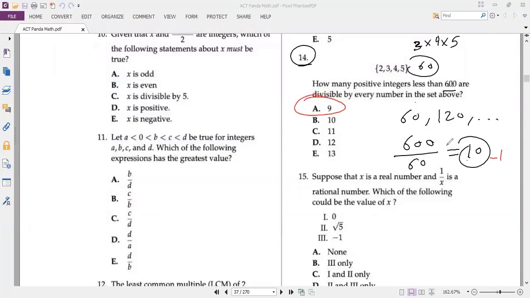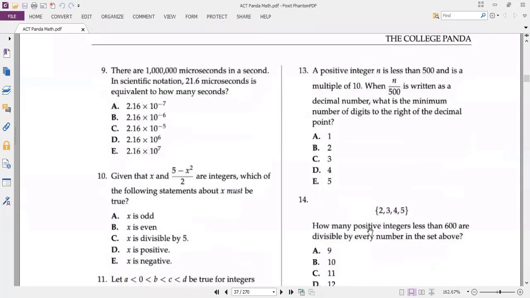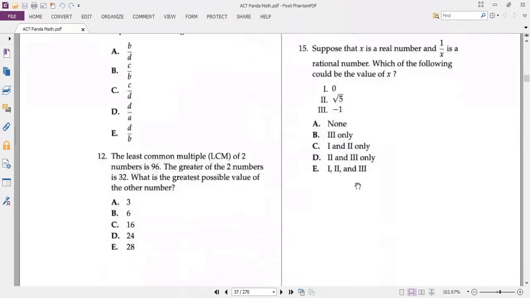We have 9 numbers. You can count them: 60, 120, 180, and so on. I can deduct how many by dividing by 60, but this goes up to 600. He mentioned less than 600. We have 10, so now we have 9. It's very easy, I think, but you need to know the idea. 13 and 14 are very close to each other, but a different idea.